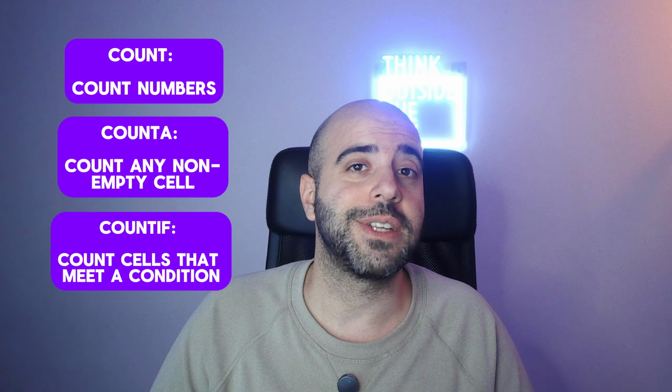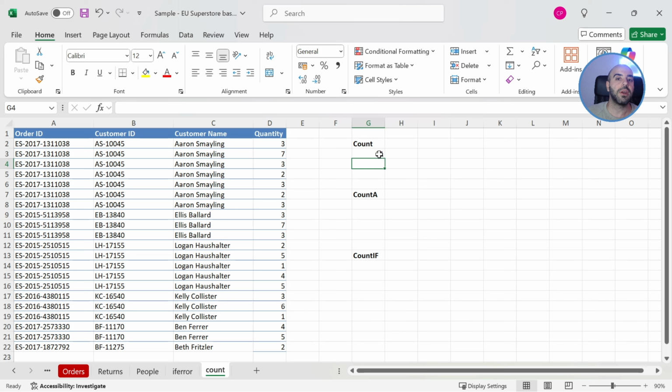So here I have a dataset with order ID details, customer ID details, customer name, and the quantity, so how many items were sent with a specific order. So what if we use COUNT on this numerical column, the quantity? We can start by typing COUNT, then highlight the column, press enter, and well, it says that there are 21 rows that have some kind of information.